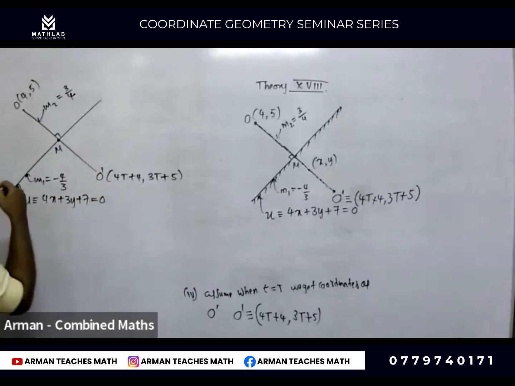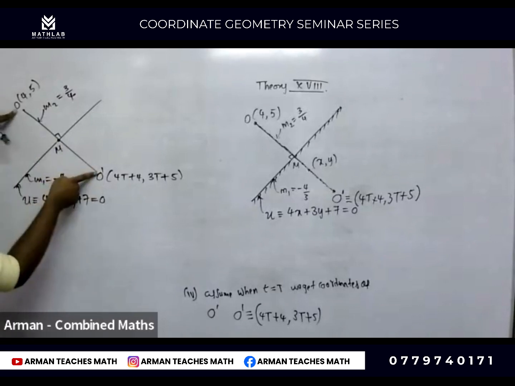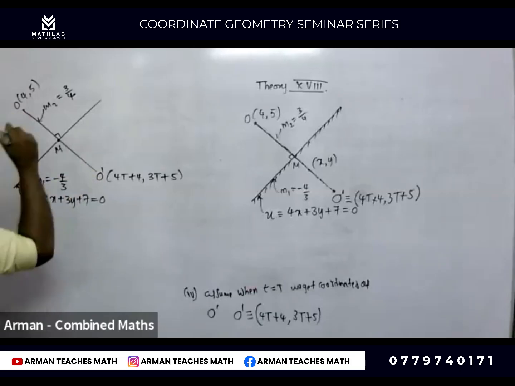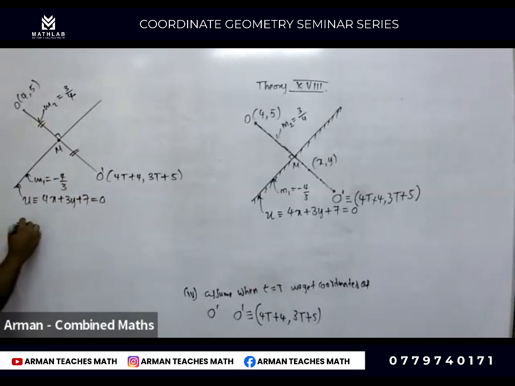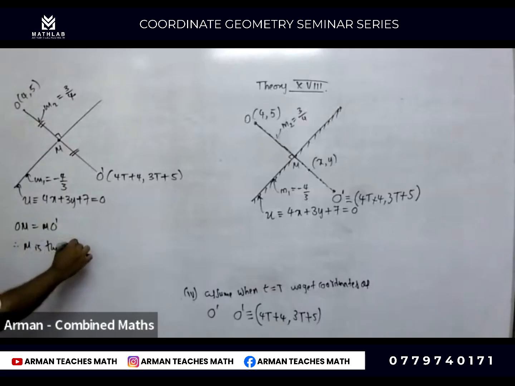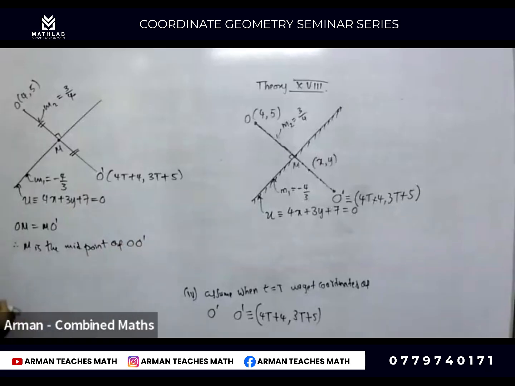How is that? This is a midpoint, no? Why can I say midpoint? This is a reflection point of this capital O, no? So this distance is equal to this distance. OM distance is equal to MO dash distance. Therefore, M is the midpoint of OO dash. So the coordinates of capital M can be written how?